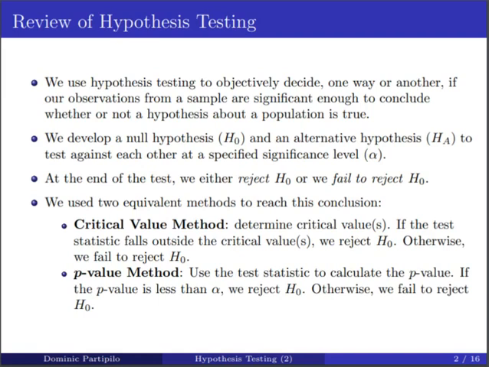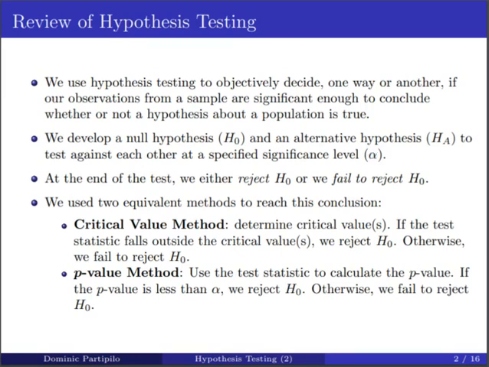So we have a hypothesis about some phenomenon. We go and gather some evidence, some data in the form of a sample, and then we perform this test to decide if the result is as significant as we originally thought it was going to be. So we develop a null hypothesis, which is denoted by H0, and that's what we assume to be true until proven otherwise. And then an alternative hypothesis, which is what we're trying to test, and we test them against each other at a specified significance level, and we called this alpha.